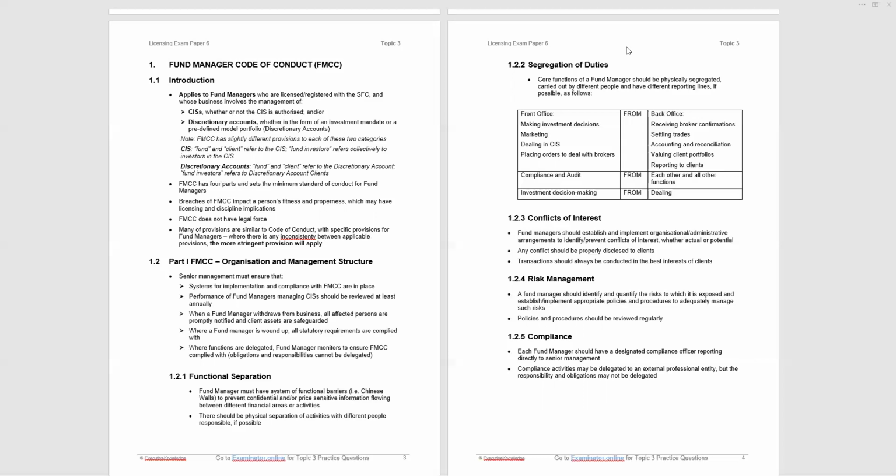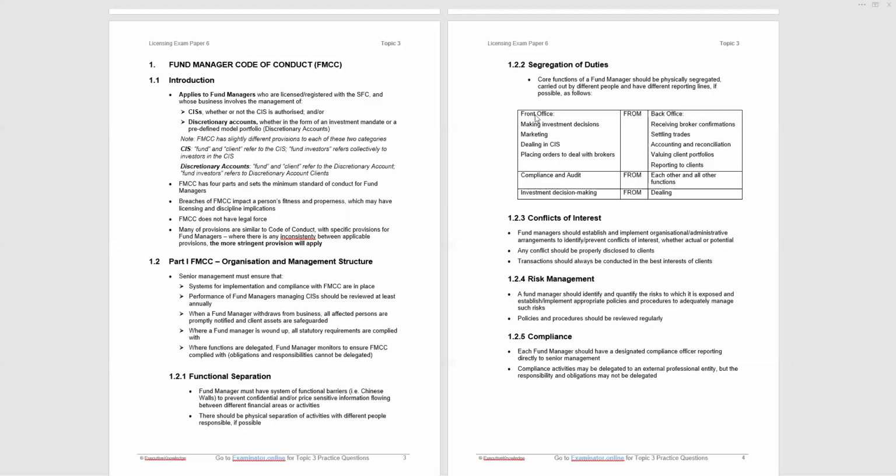Okay, where there is any inconsistency between the code of conduct and the Fund Manager Code of Conduct, the more stringent provision will apply.